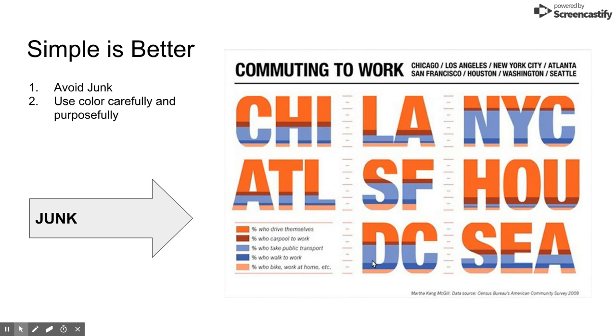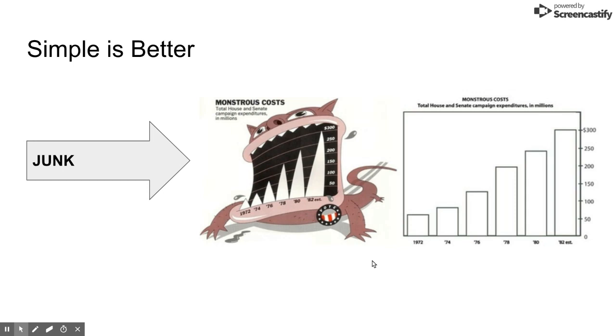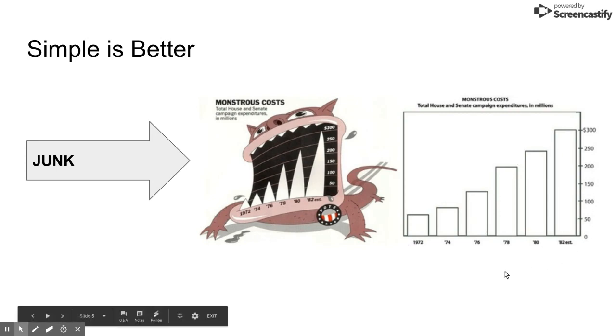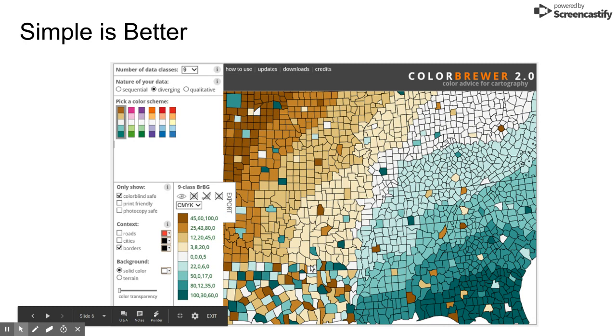This is junk. This is also junk. Look at that. That is not a histogram. Those are teeth. And it's supposed to give you the idea of some kind of monster, like the monstrous cost of what the Senate spends across these years. But really what you're focused on here is a monster, and it's not the numbers. So this is the better way of displaying that data. So avoid junk and pay attention to color.